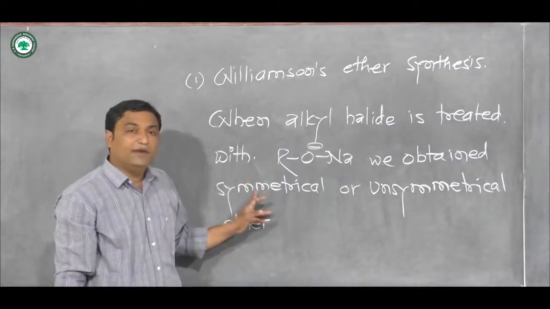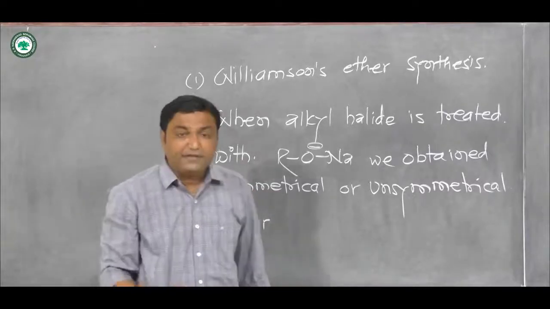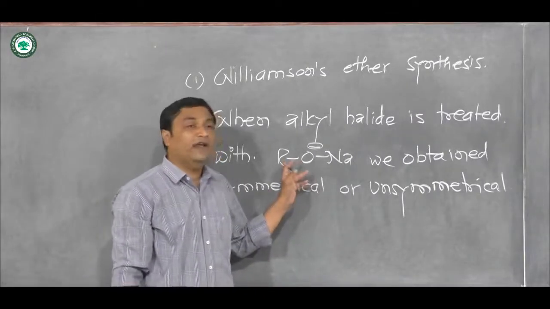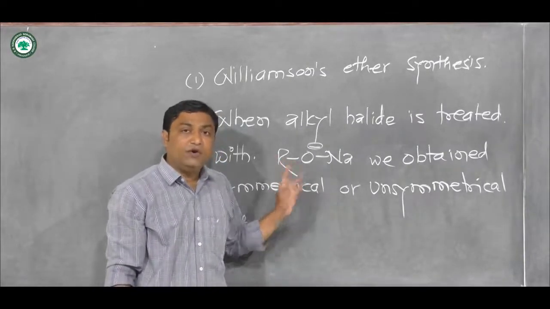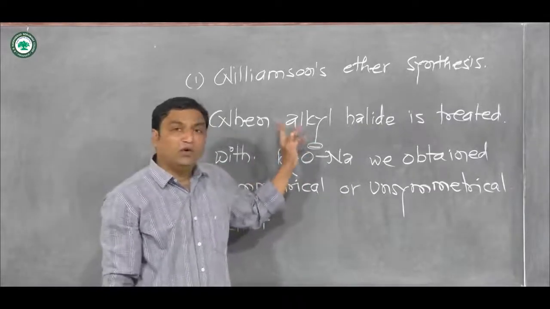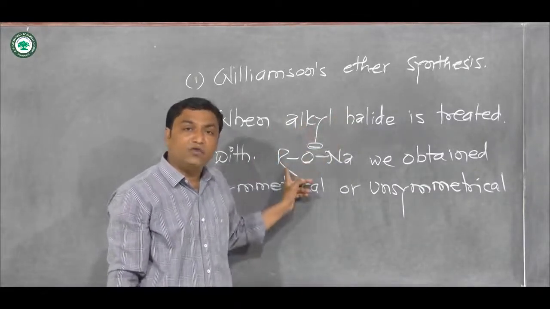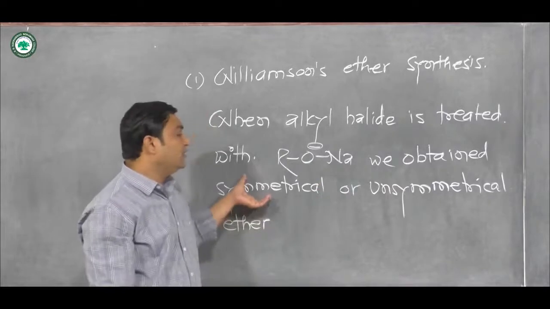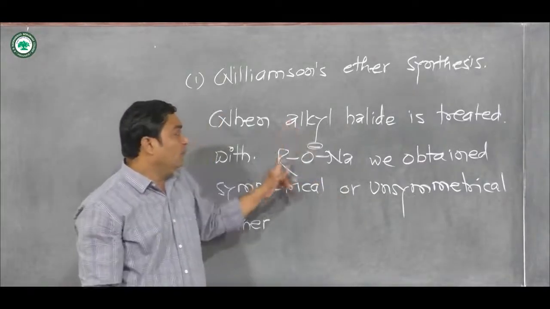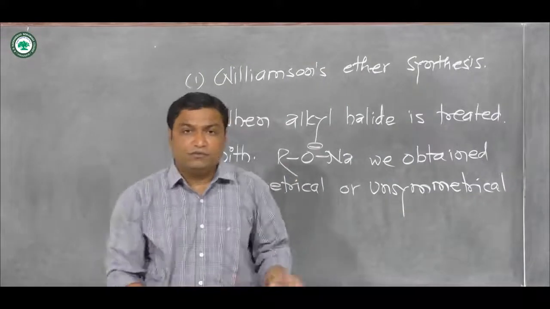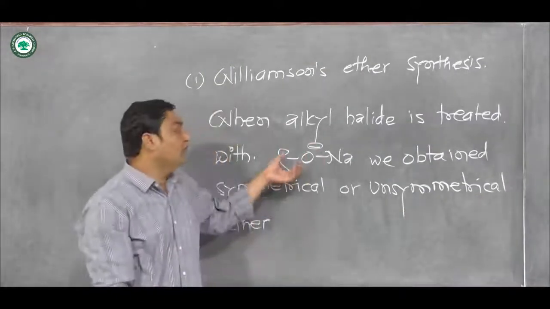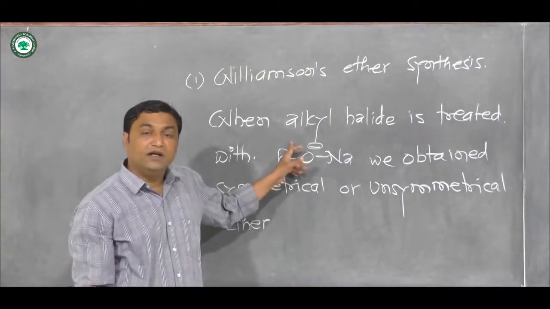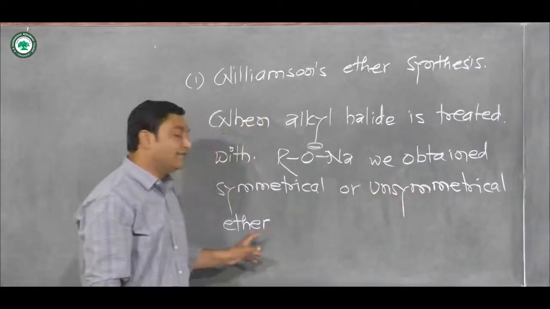The formation of symmetrical or unsymmetrical ether depends upon which alkyl halide we use, along with which alkoxide ion is used. If the alkyl group in the alkyl halide and the alkyl group from this alkoxide ion are the same, then we will obtain symmetrical ether as a product. If the alkyl group from the alkyl halide and the alkyl group of this sodium alkoxide are different, then we will obtain unsymmetrical ether as a product.